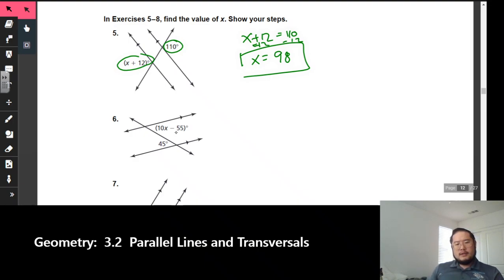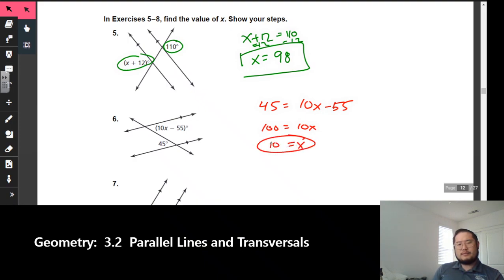Okay? So if we drop down, we could do number 6. The relationship between these two angles is that they are alternate interior angles, and alternate interior angles are congruent. So I can say 45 is equal to 10x minus 55. Let's solve for x. We'll add 55 to both sides. I've got 100 is equal to 10x. Divide both sides by 10, and x is equal to 10.